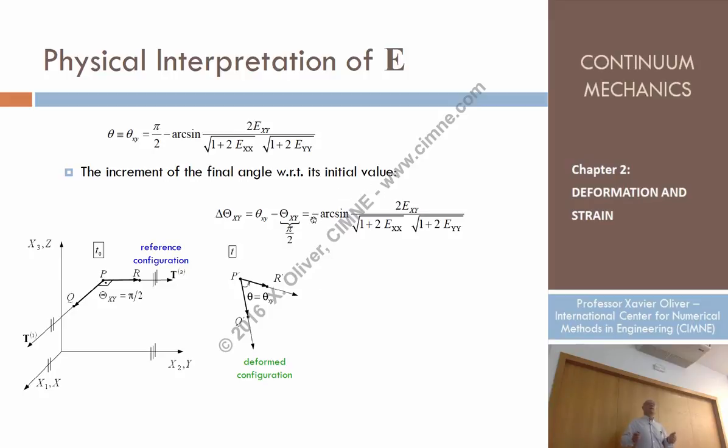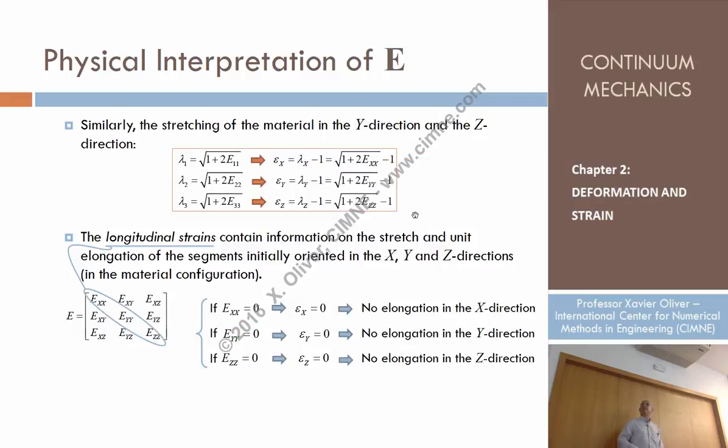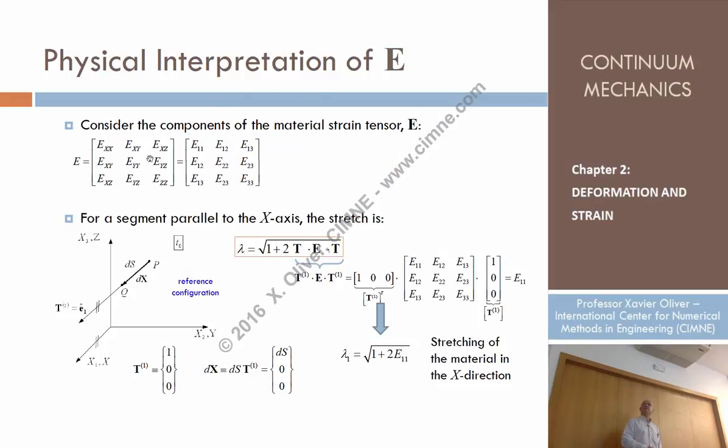Look, this formula has a minus in front. Never forget this minus. Okay? So the increment of one angle that at the reference configuration was pi over 2 and was formed by two segments oriented in directions x1 and x2 is given by this formula. Look, what appears here? EXY. So that's the term that was in here.